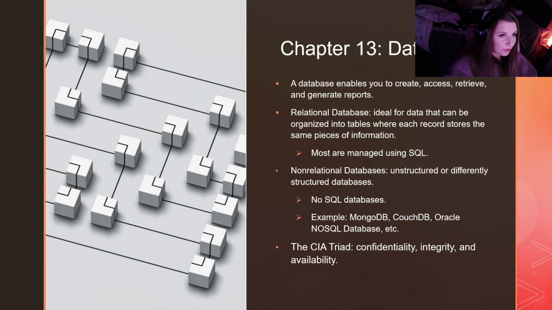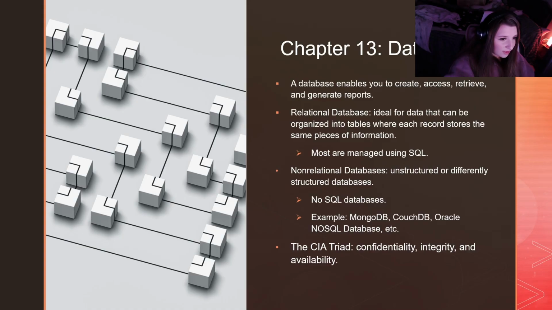Now we're moving into chapter 13. This is about databases. A database enables you to create, access, retrieve, and generate reports. Databases organize the data, make it accessible, and keep it safe. And then we learned about relational database, which is ideal for data that can be organized into tables where each record stores the same pieces of information. Most are managed using SQL, and then the non-relational database is an unstructured or differently structured database. There's no SQL. Some examples of this would be MongoDB, CouchDB, Oracle NoSQL database, etc.